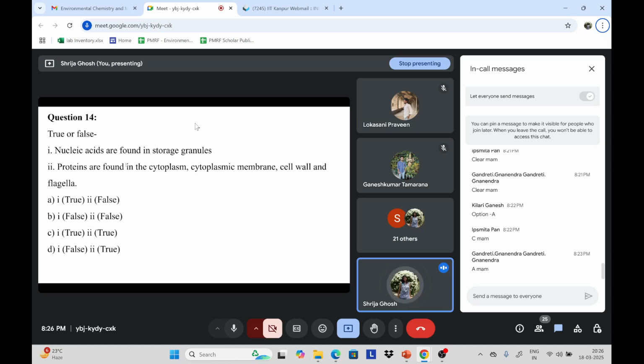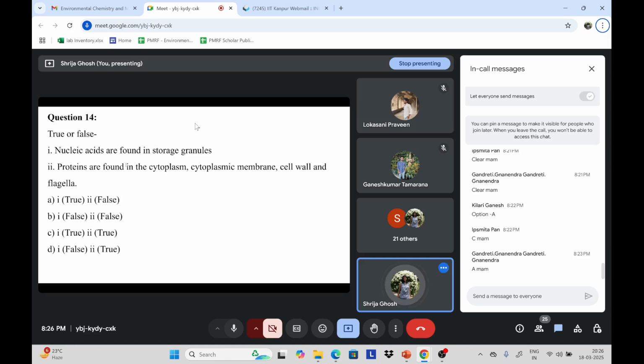Okay, let's move on to the next question then. True or false? First statement is nucleic acids are found in storage granules. Second statement is proteins are found in cytoplasm, cytoplasmic membrane, cell walls, and flagella. For both the statements, you have to tell true or false. Is the first statement true or false? Then the second statement, proteins are found in cytoplasm, cytoplasmic membrane, cell walls, and flagella.